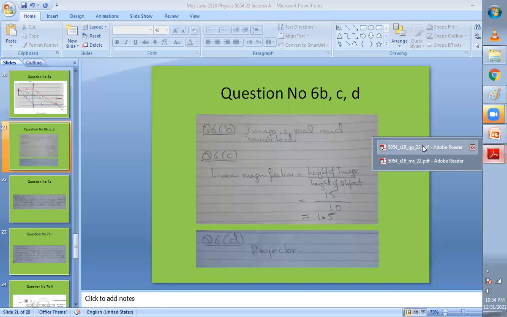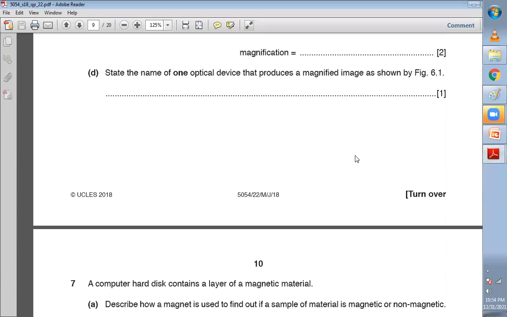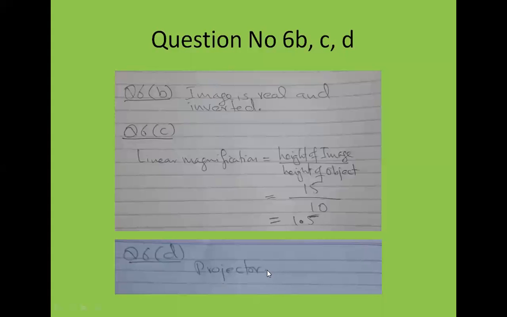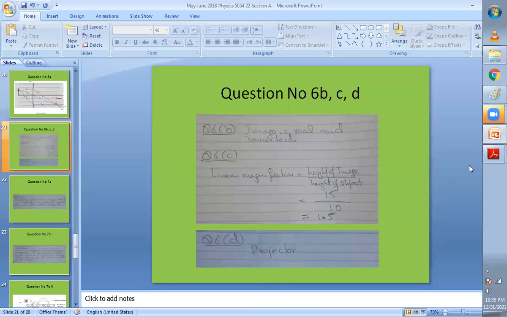Okay. The last part of this question asks: state the name of one optical device that produces a magnified image as shown in figure 6.1. We use projectors. You see, we use projectors to see movies. And we also use a slide projector in the class to deliver the lecture, where we put slides on the projector. So that is also an example of this. So the projector is a good example. Okay, so question number 6 is done.